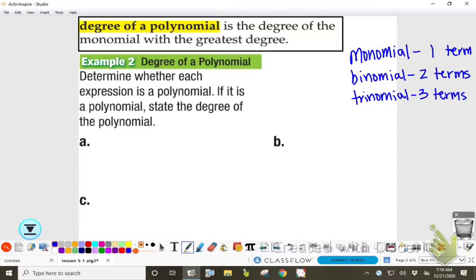So the degree of a polynomial depends on whether there's one or two variables in it. So example 2 says determine whether each expression is a polynomial. If it is, then state the degree. And we are also going to state what kind of polynomial it is. So this first one, I have 1/4 x to the 4th, y to the 3rd, minus 8x to the 5th.